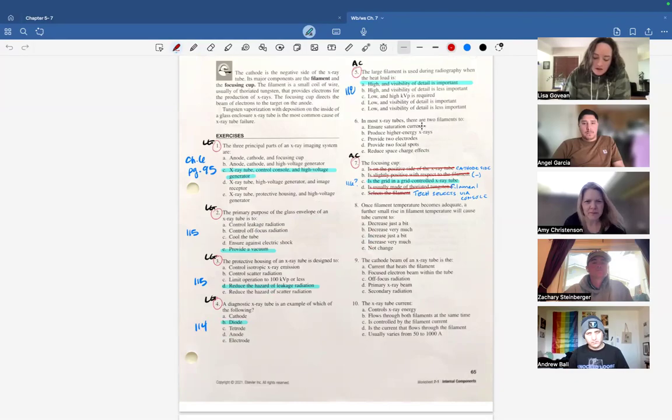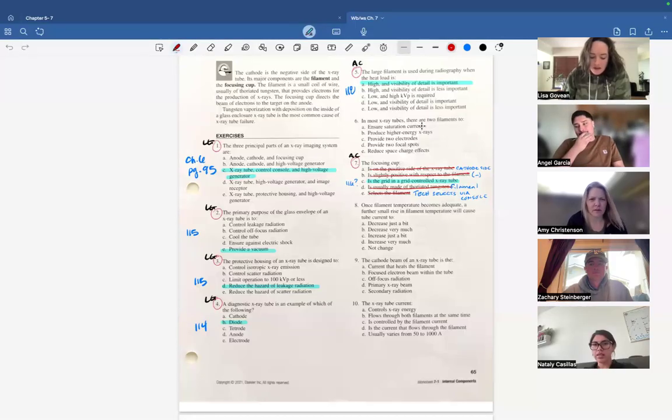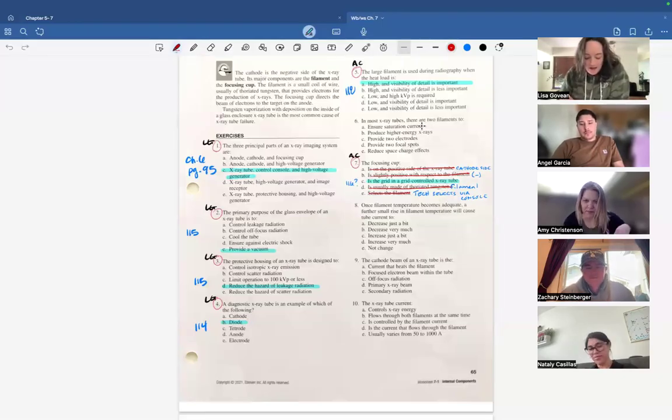Wait, did I highlight the wrong answer on mine? Yeah, I think I did. B, but you have A. No, I think yours is right. I think I just went too fast and didn't read. I will switch it before we turn it in. Yeah, because the smaller the filament, the better the spatial resolution, right? Yeah, 100%. I think I was just going quickly. Perfect. Thanks.